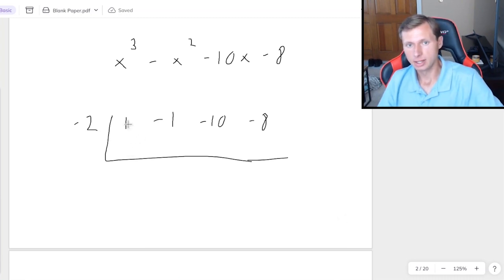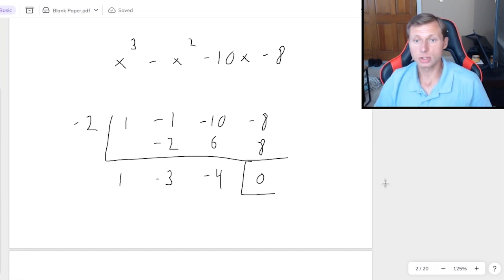But let's do it. The 1 comes down, times negative 2. Negative 1 minus 2 is negative 3. Times negative 2 gives me positive 6. Negative 10 plus 6 is negative 4. Negative 4 times negative 2 is positive 8. And we get 0 as the result. So it looks like, yes, I got lucky. I chose negative 2. Sometimes we get lucky, sometimes we don't. If I was wrong, I'd just start over.